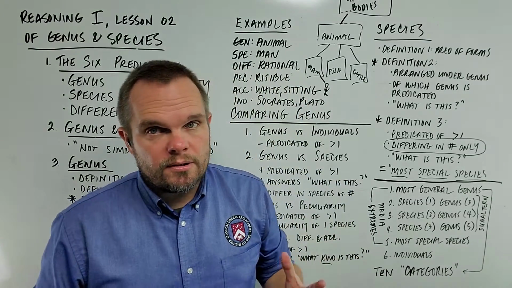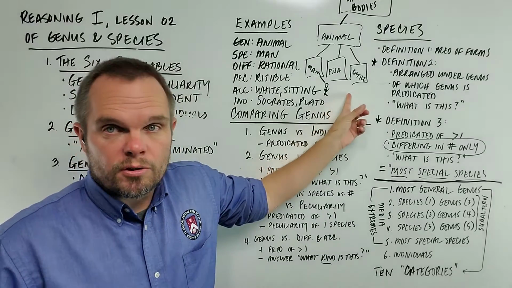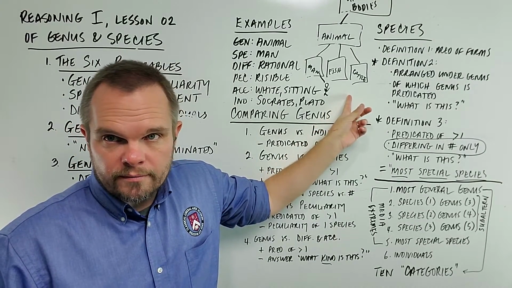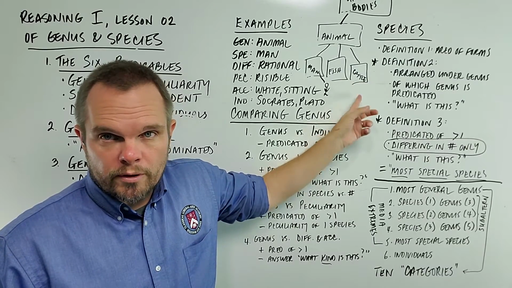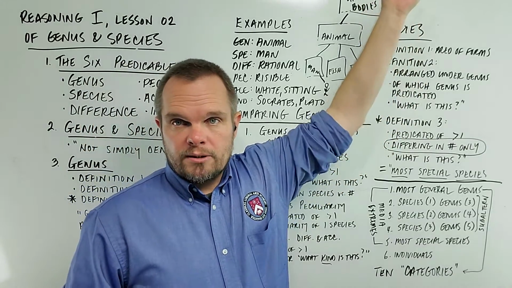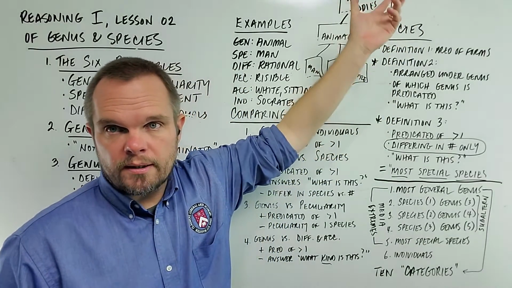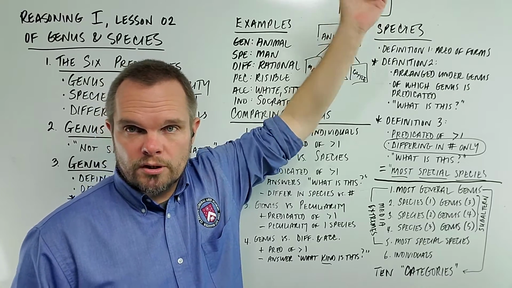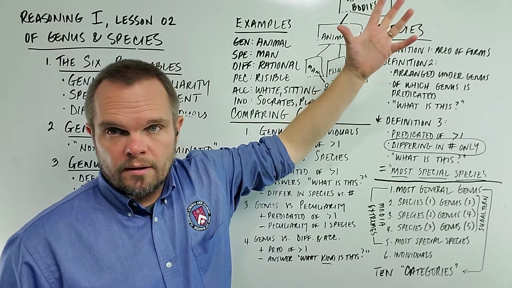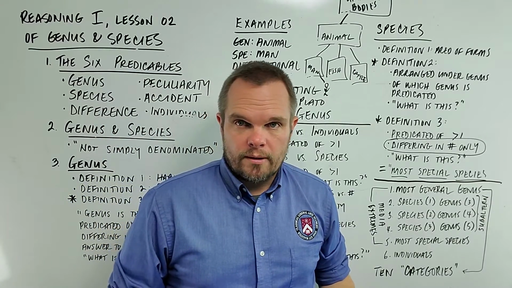And you'll only understand what that means if you understand the tree of porphyry. That's this. Okay? The tree of porphyry explains to us what most general genera is. Those 10 most general genera, which is all that there can be, are the categories of Aristotle. Okay?